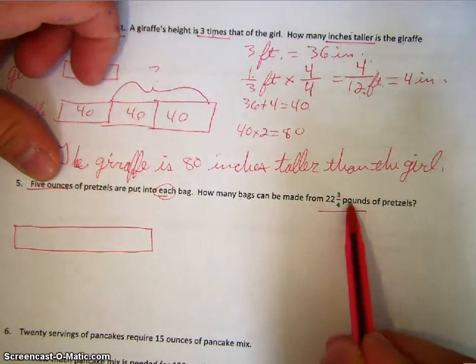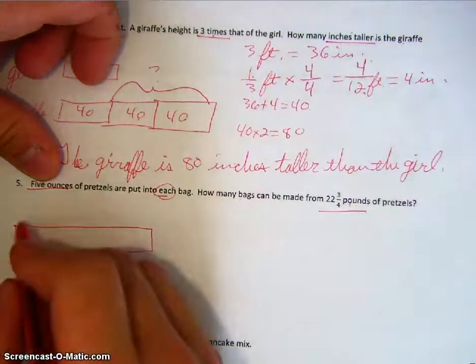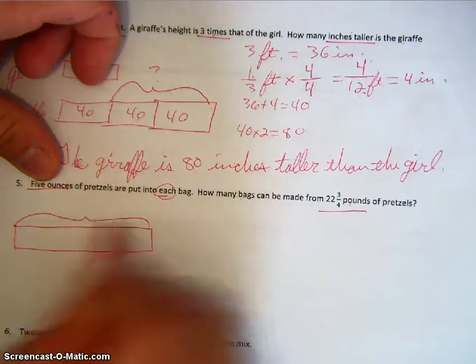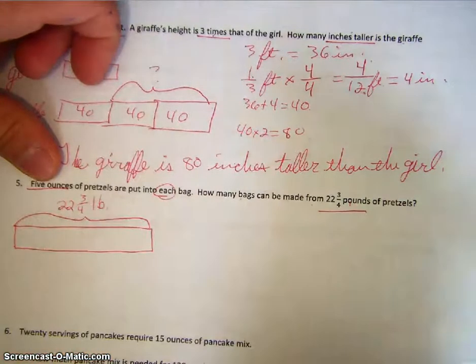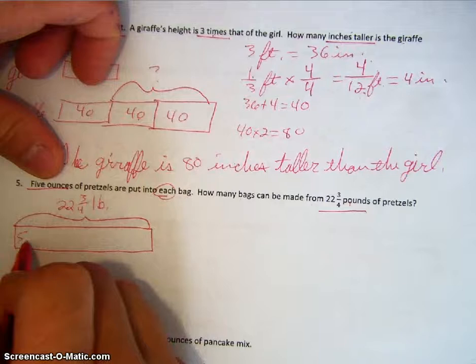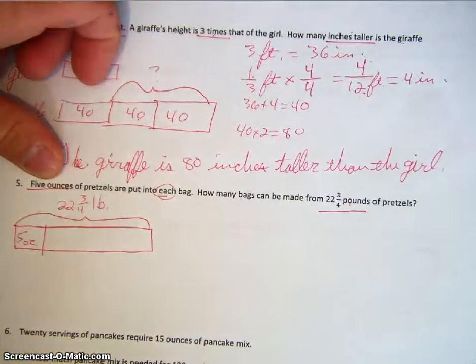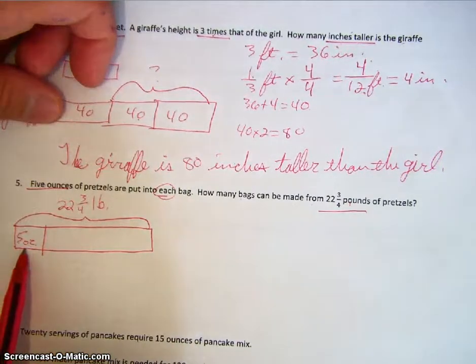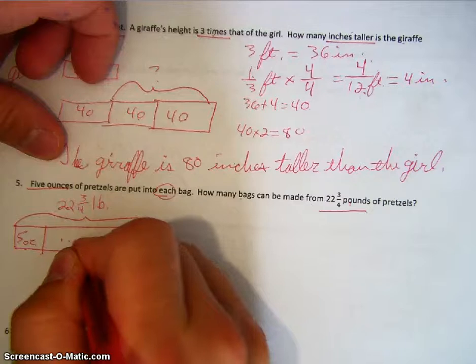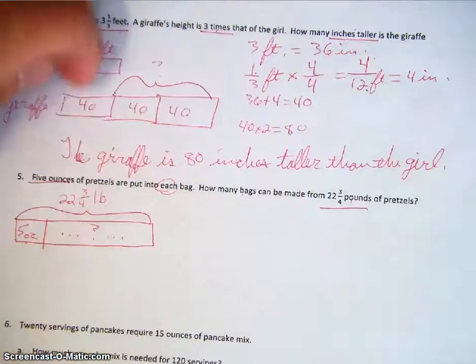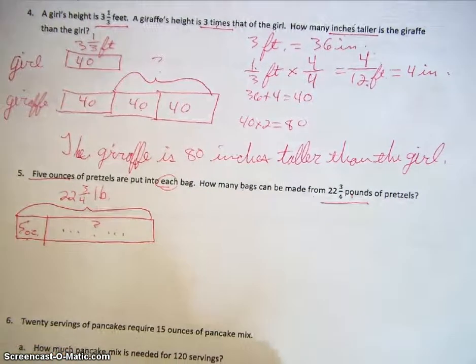Now we have our total weight of pretzels. We have 22 3/4 pounds. Now each bag is getting 5 ounces. So we need to know how many groups of 5 ounces we can make from our 22 3/4 pounds. So we need to know how many bags there are going to be. So we're going to set up our tape diagram a little bit different.